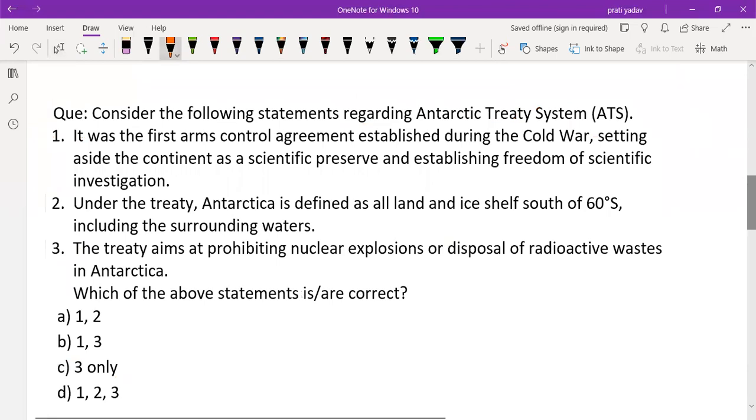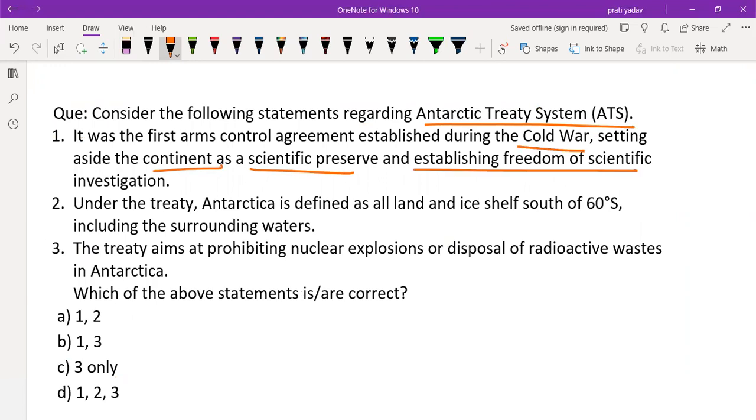Consider the following statements regarding the Antarctic Treaty System. It was the first arms control agreement established during the Cold War, setting aside the continent as a scientific reserve and establishing freedom of scientific investigation. This one is correct. It is the first arms control agreement established during the Cold War. There are many arms agreements, but during the Cold War, this is the first arms control agreement.